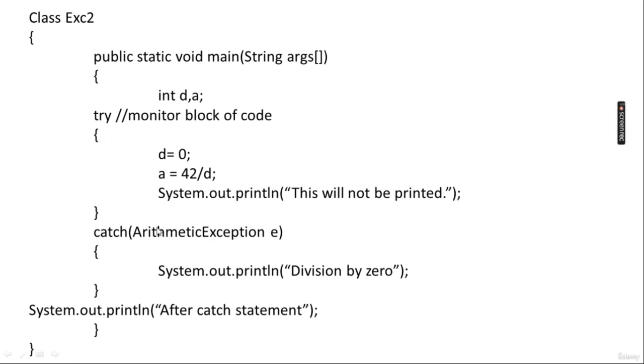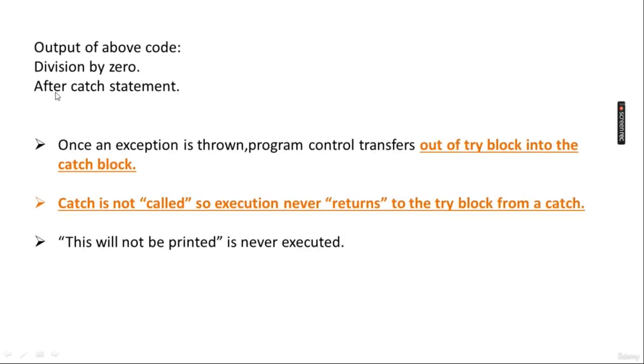Then it matches with arithmetic exception, it will print division by 0, and after that, the statement after the catch is written over here. So the output is division by 0, then after catch statement. Once an exception is thrown, program control transfers out of the try block into the catch block. Once an exception is thrown, it means program control transfers out of the try block immediately to the catch block.